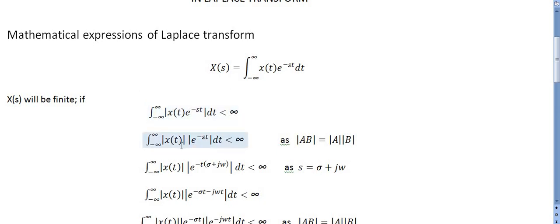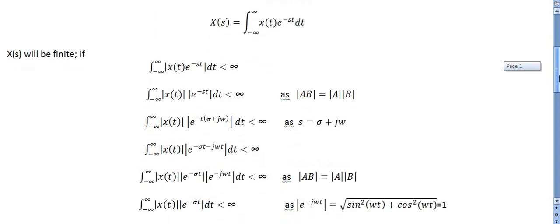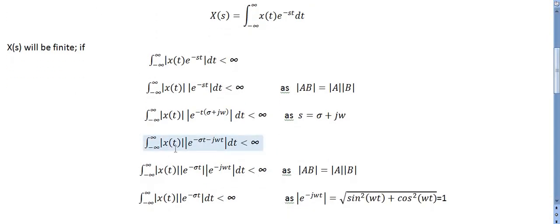Here in this step I have applied the absolute value to the individual entities by using the property that mod AB is equal to mod A into mod B. After that I have placed the value of s equal to sigma plus j omega here. So it becomes integral of mod x(t) into mod e raised to minus sigma t minus j omega t dt less than infinity.